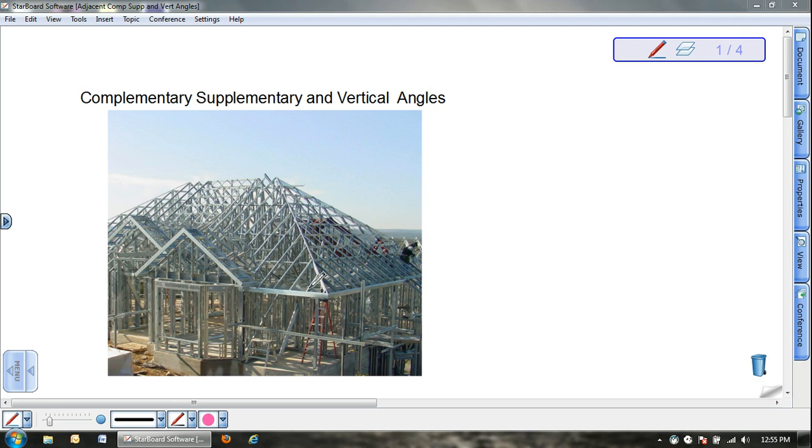Okay, so here I have a little picture of a house that's being framed, and all over in this house these angles exist. So there's a bunch of complementary angles in here. There's a bunch of supplementary angles in here, like right here where this ridge line meets these rafters. And there's also vertical angles all over the place in this picture. I can't point them out to you right now because you don't know what they are, but let's go ahead and discover what they are real quick.